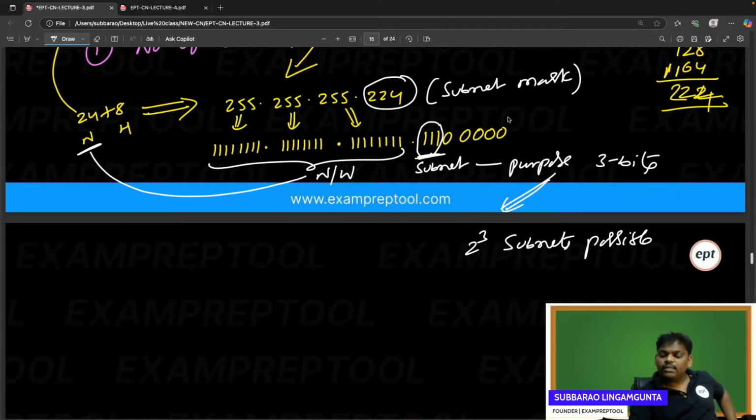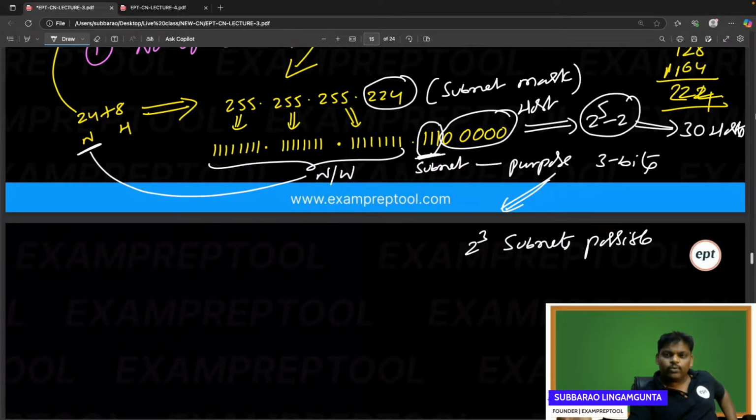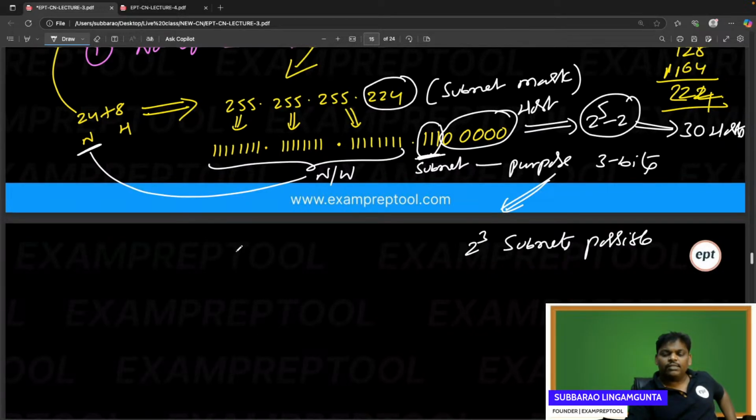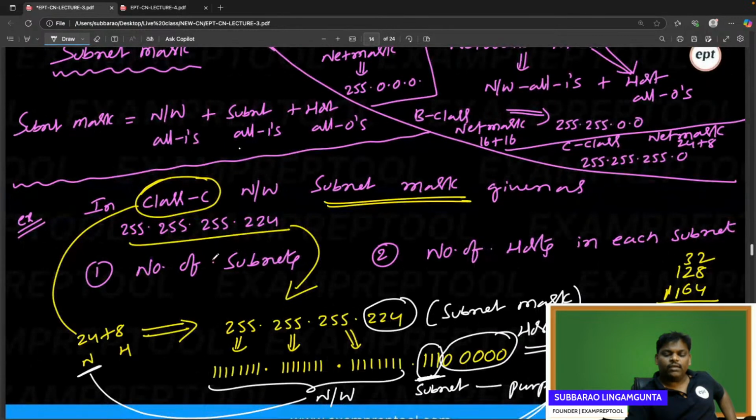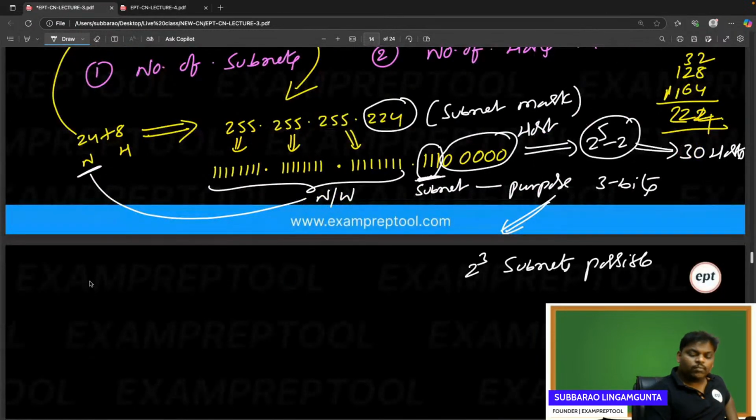Some people are asking, the remaining 5 bits, what about these? These are for host purpose. How many hosts possible? 2 power 5 minus 2, 32 minus 2, 30 hosts possible. So finally, see the question here: number of subnets, how many? Question number 1 answer is 8 subnets possible.